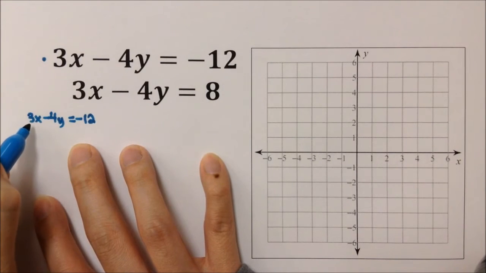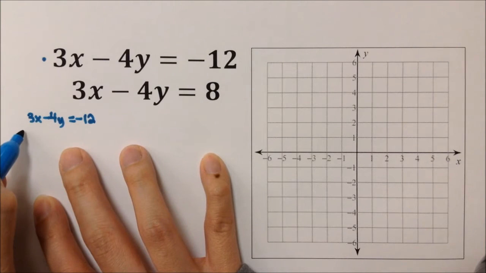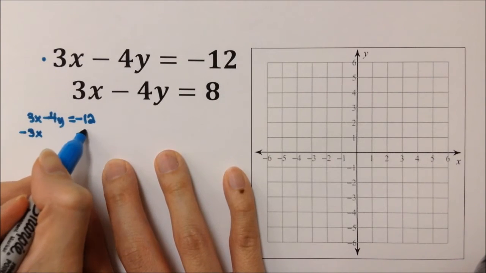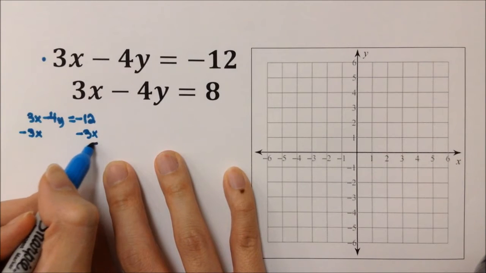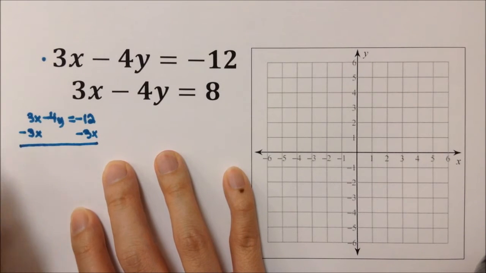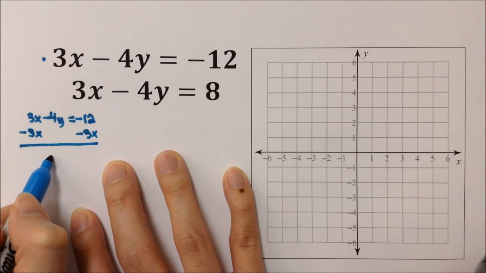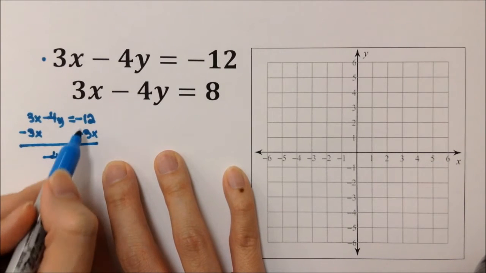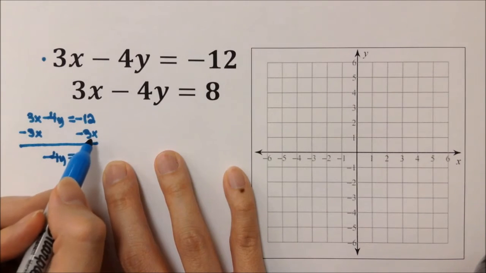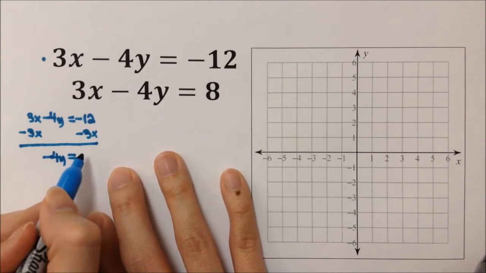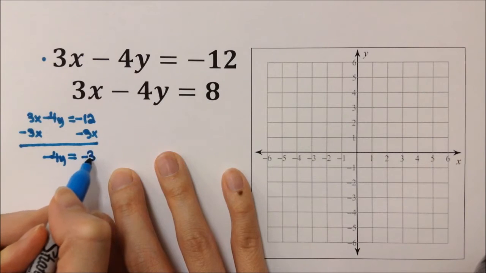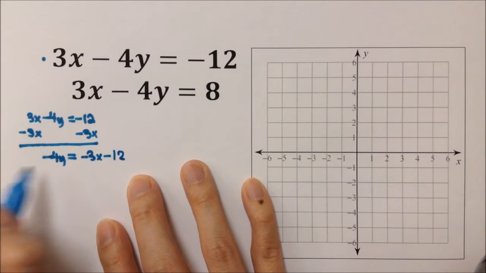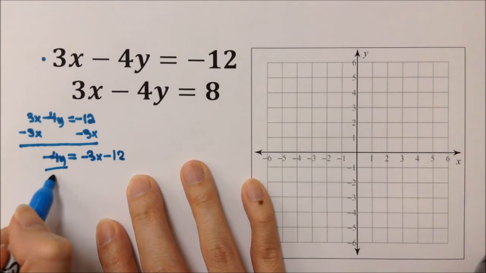If I want to get rid of the positive 3x, I've got to do the opposite. So negative 3x on the left, and then negative 3x on the right. So on the left side will simply be negative 4y equals negative 12 minus 3x. Can't combine them, variable and a number. So it will simply become negative 3x minus 12. And then if I want to get y by itself, I'm going to divide everything by negative 4.